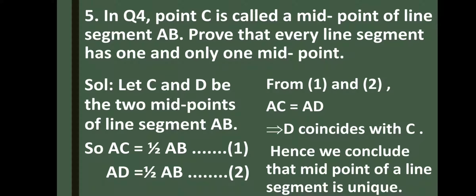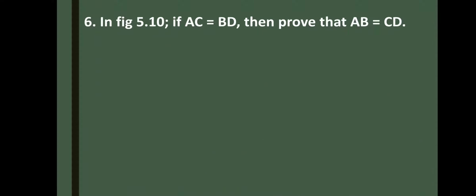That means C and D are the same points, and by this we conclude that there is only one midpoint for a given line segment. Next question is question number 6 in figure 5.10. If AC is equal to BD, then prove that AB is equal to CD.